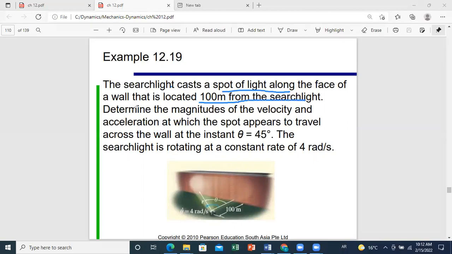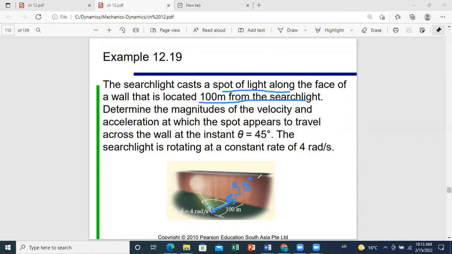Okay. So first, they told us that the wall is located at 100 meters from the searchlight. So we can say that this is the distance between the searchlight and the wall. And whenever we talk about a distance, this means that this line is perpendicular to the wall. So this angle with the wall is equal to 90 degrees. And you know from math that if I have a line perpendicular to a plane, this line will be perpendicular to any line within the plane.